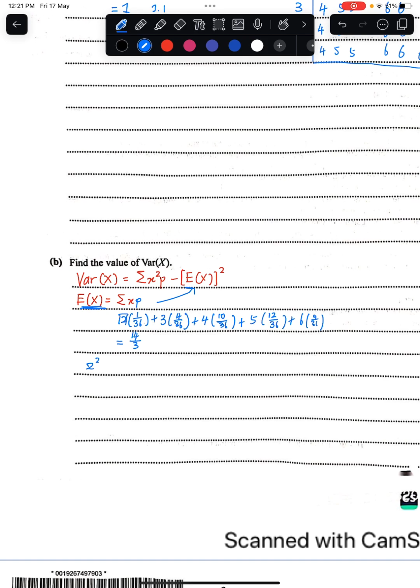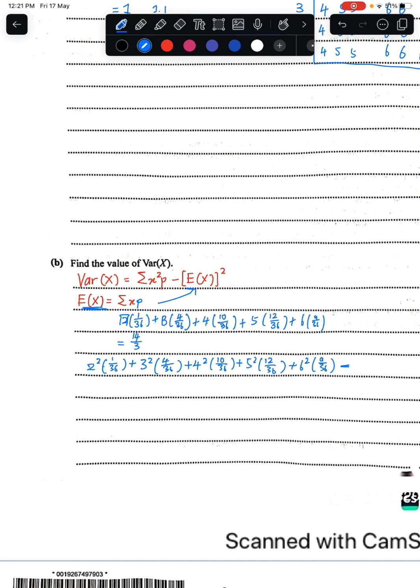For the x, you just square all these numbers in front. So 2 squared, same thing, plus 3 squared, plus 4 squared, 5 squared times 12 over 36, 6 squared times 9 over 36. Okay, and then remember to minus your E(X) squared. So always remember the squared. Again, you put it in your calculator. You should get 10 over 9.